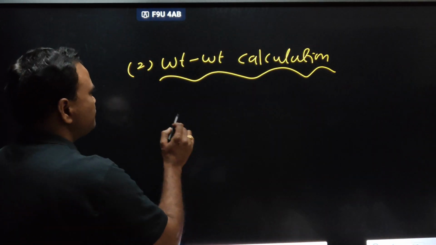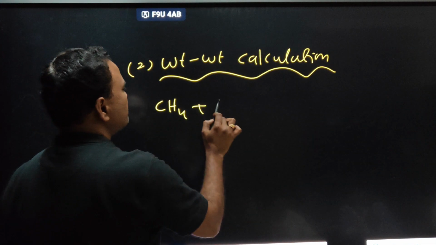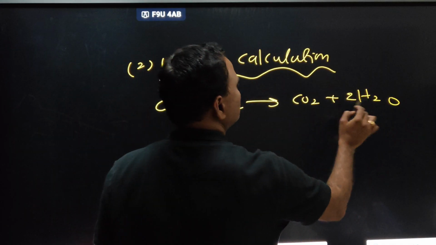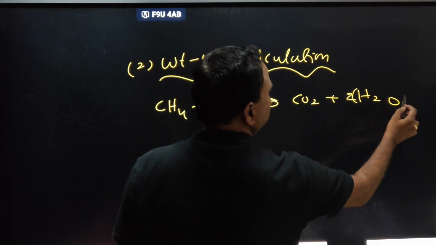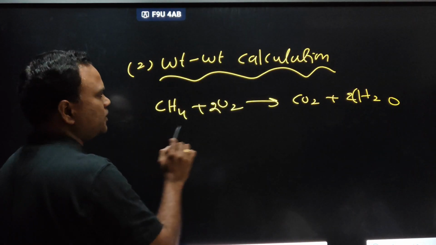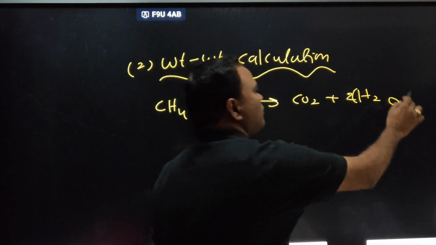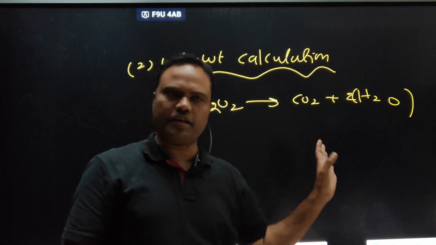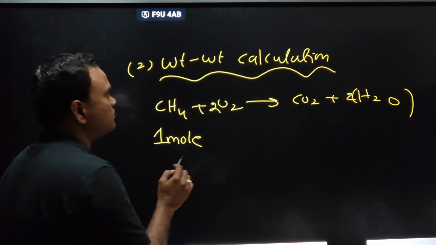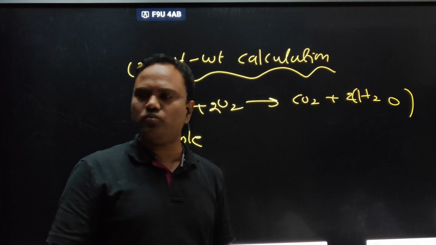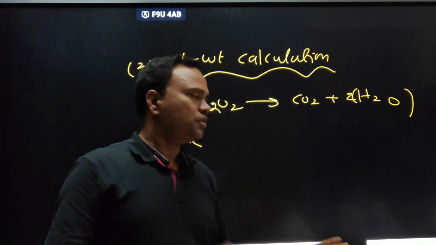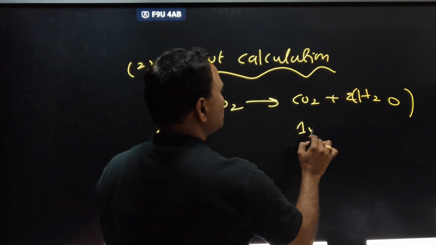Okay, weight relation. Take the same example, methane plus O2 gives rise to CO2 plus H2O. Balanced equation, 2 here and 2 to 4 here, right? Let us take methane and CO2. We can write moles for all reactants and products, but take only one reactant and one product. This is 1 mole. In order to do a question based on weight or weight-volume, first we should write the mole relation. That is important. Write the mole relation after balancing. 1 mole, and CO2 also 1 mole.